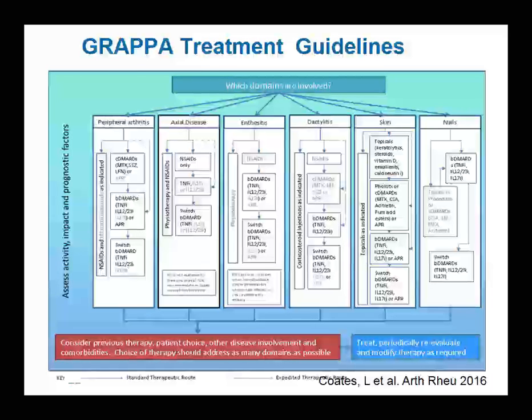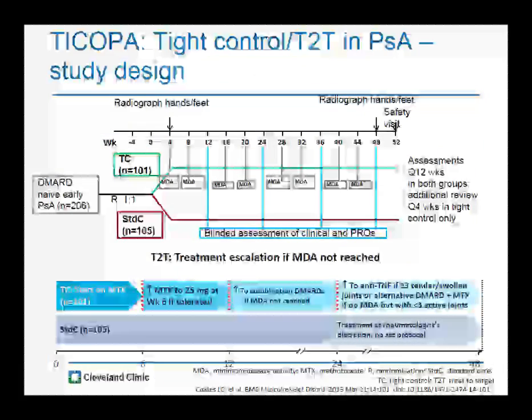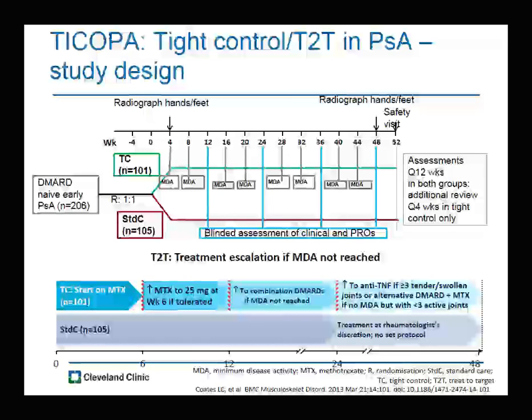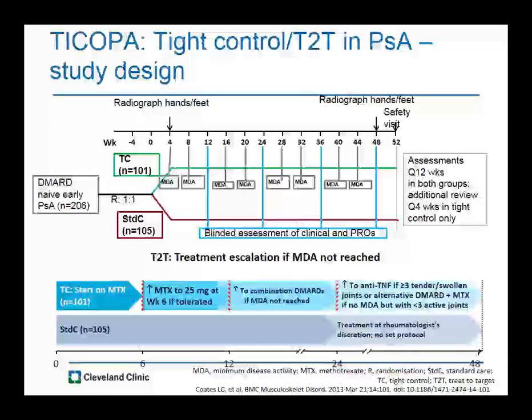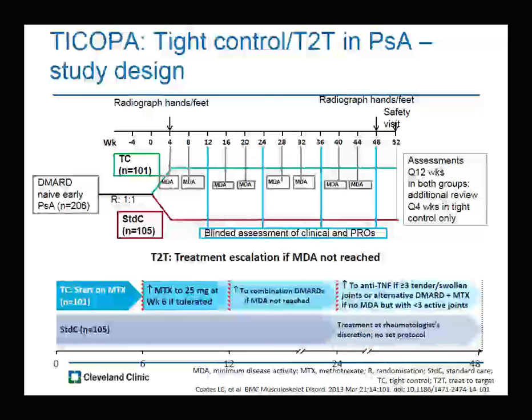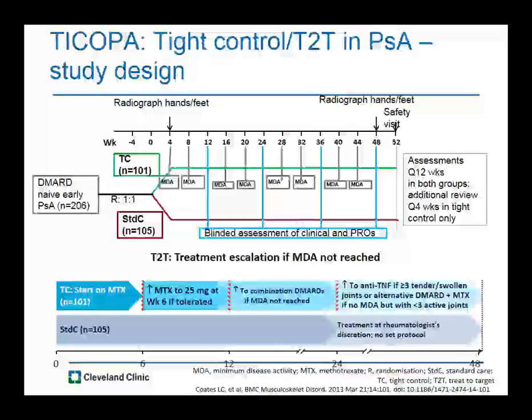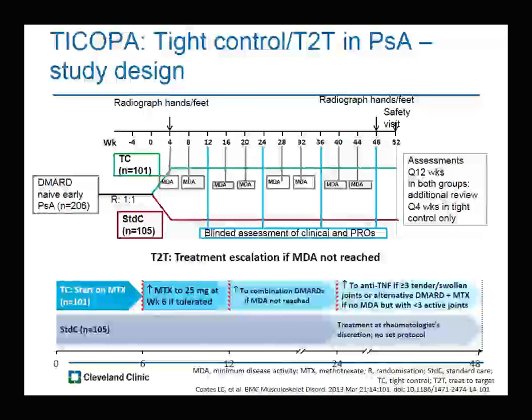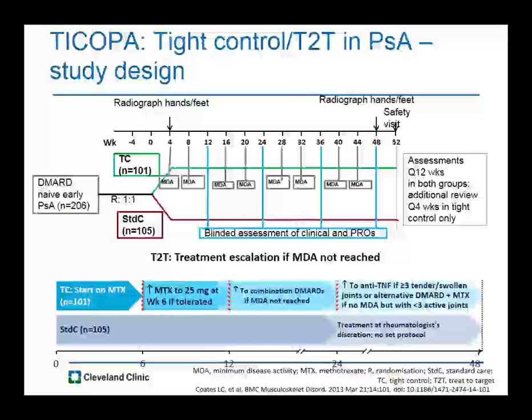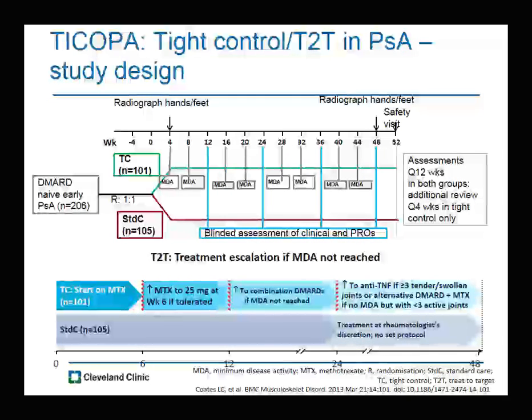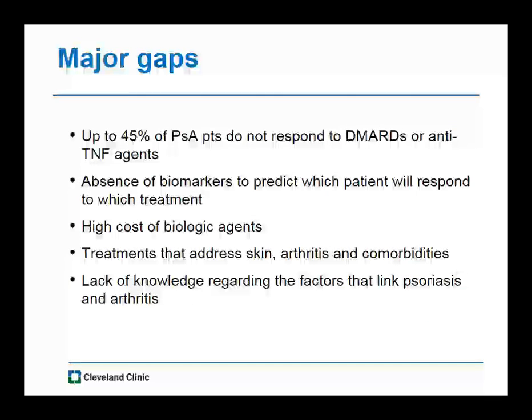The other concept I wanted to make is of tight control in psoriatic arthritis. So just like in rheumatoid arthritis, looking at the concept of treat to target, we have TICOPA, which is a study looking at tight control versus usual care, and we see that in tight control we can reach minimal disease activity better than we can with regular care. So it looks like treatment escalation, or the treat to target concept, also works in psoriatic arthritis.